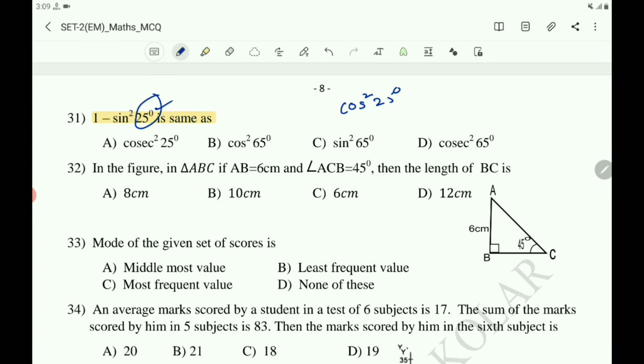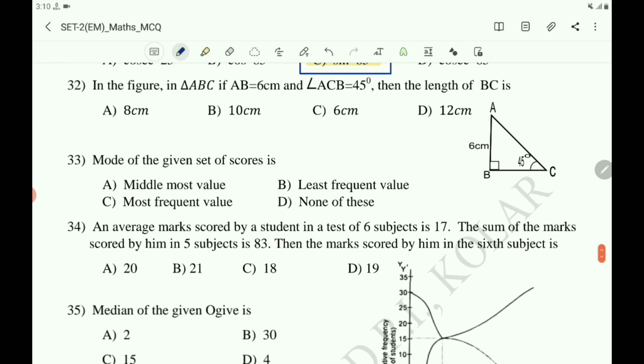Therefore you can say that 1 minus sin square 25 degree is equal to what? Again sin square 65 degree. So what is the answer here? Option C. Option C is the answer. Note it down. Then you take question number 32.